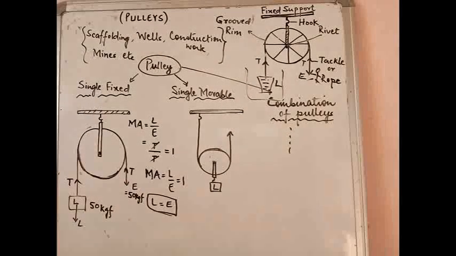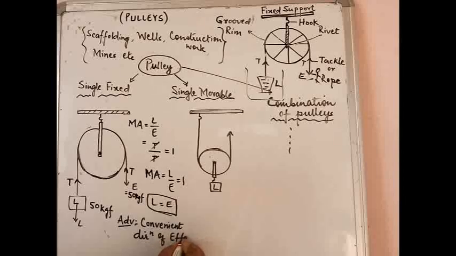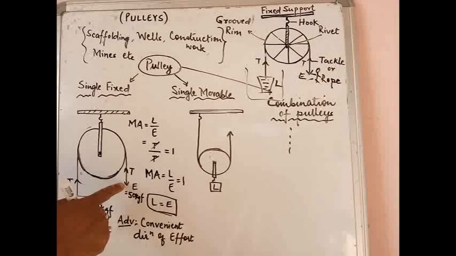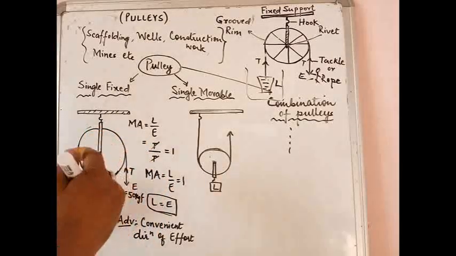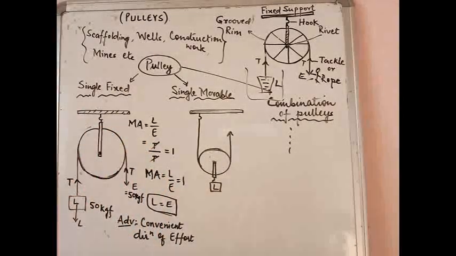So the real advantage over here is, I'll write it down. The real advantage that we have in case of a single fixed pulley is convenient direction of pull. Convenient direction of effort. Now how do you determine that? Effort over here is downwards.